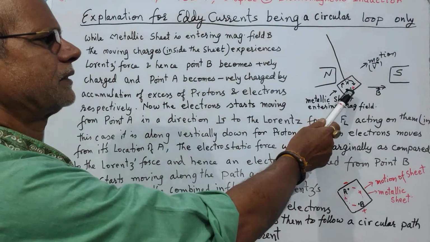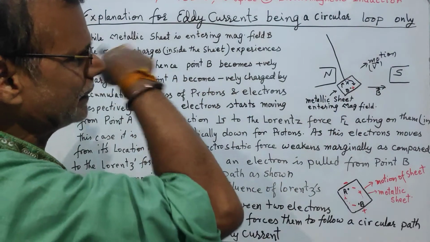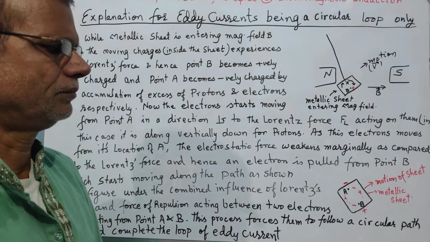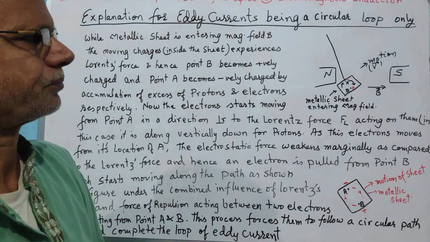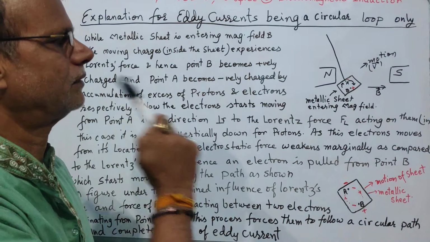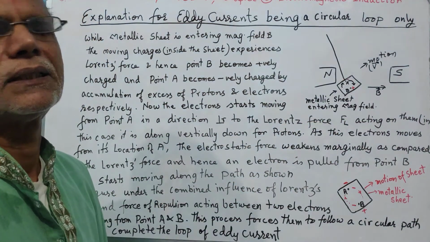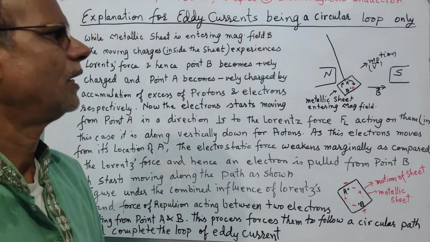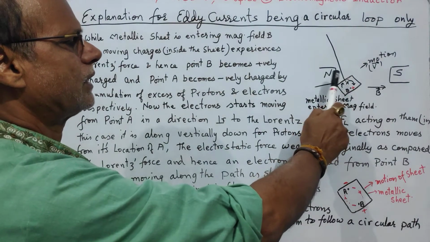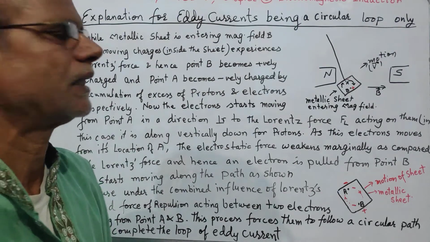So when this happens, say the lower point of this metallic sheet becomes positively charged and the upper point becomes negatively charged, then what happens? The electrons are finding a way only to move perpendicular to the direction of Lorentz force. And so once this happens, the electron from point A starts moving along a direction which is perpendicular to the direction of Lorentz force.